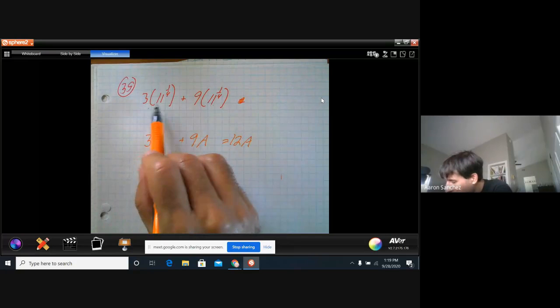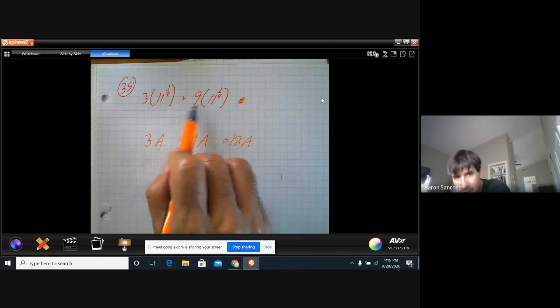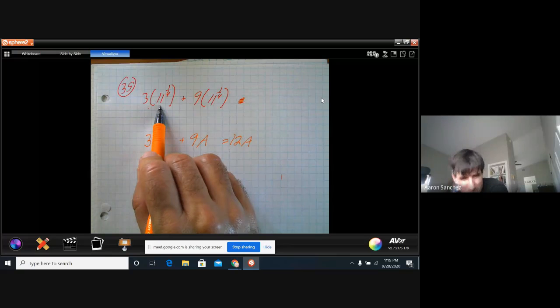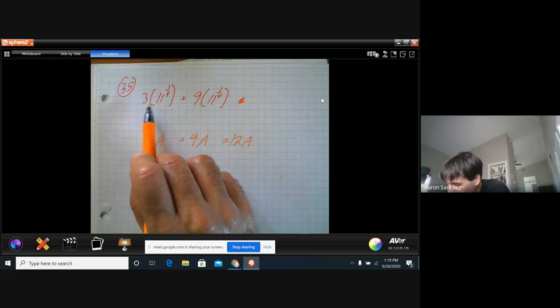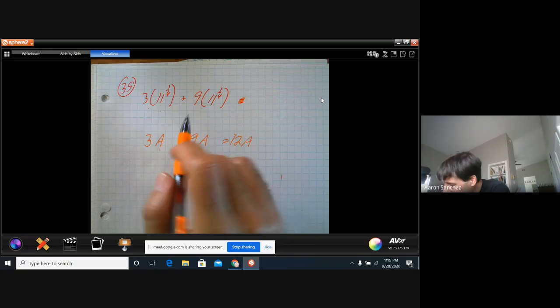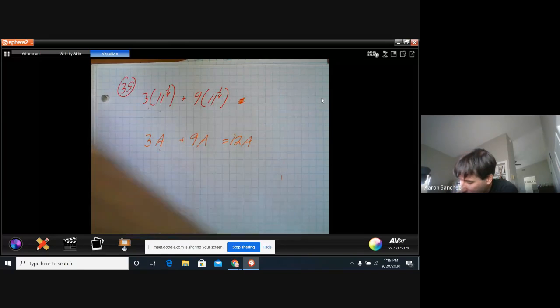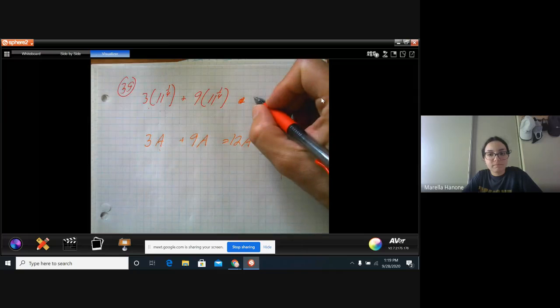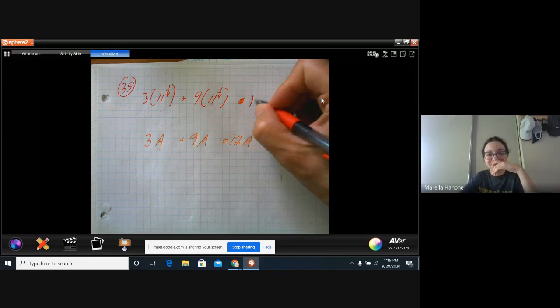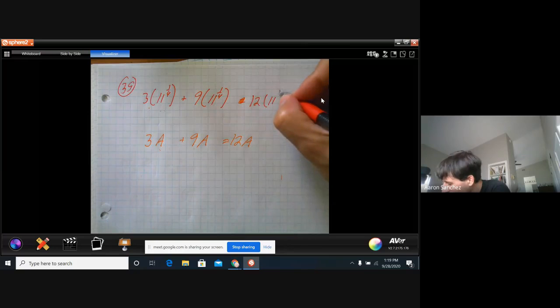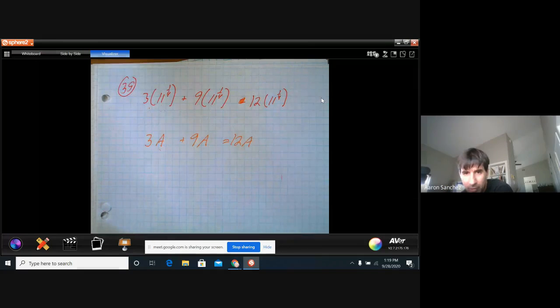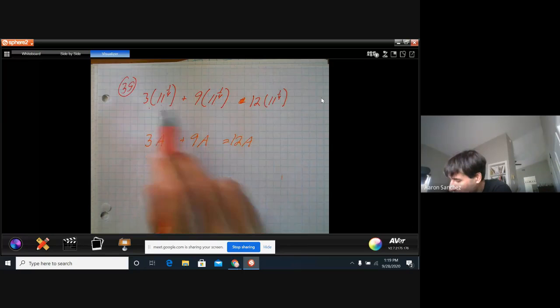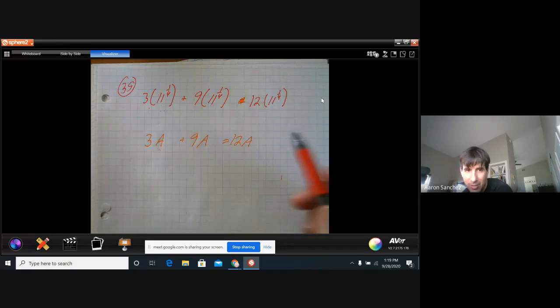I have 3 of the 11 and 1/4, and I have 9 of the 11 and 1/4. Instead of apples, I have 11 and 1/4. That sounds weird, but hopefully that makes sense. How many 11 and 1/4 do I have? It's going to be 12 times 11 1/4. Now I have 12 of the 11 1/4. That's the same idea, right? It's kind of like terms. That's all you have to do for that.